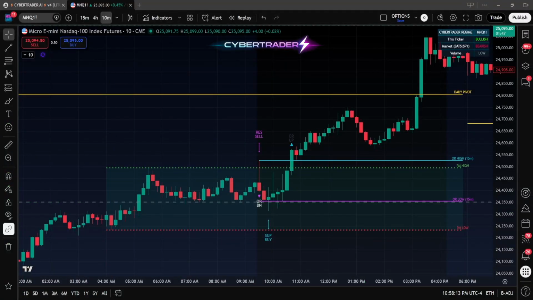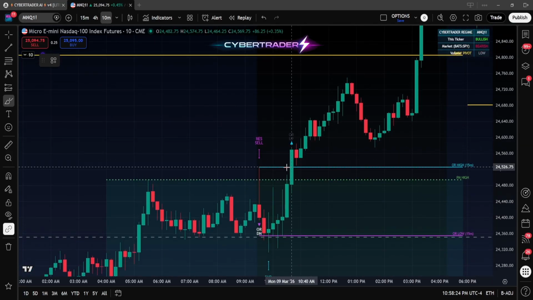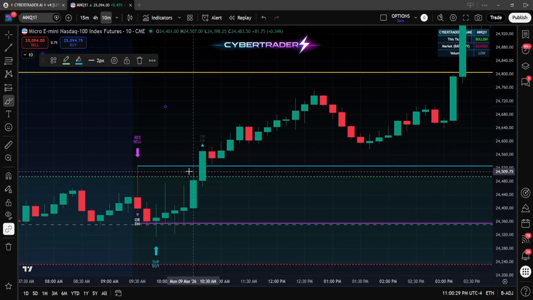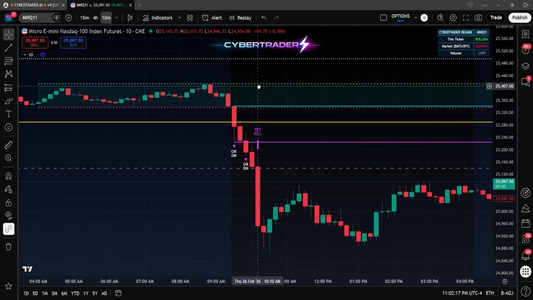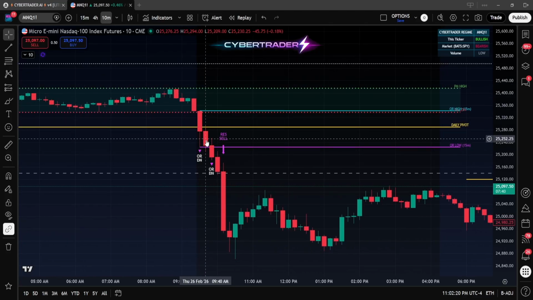The second setup is the opening range breakout. Once the opening range is formed, the OR high and OR low act like momentum boundaries. If price breaks and holds above the OR high, that suggests buyers are taking control after the opening consolidation. If price breaks and holds below the OR low, that suggests sellers are in control.